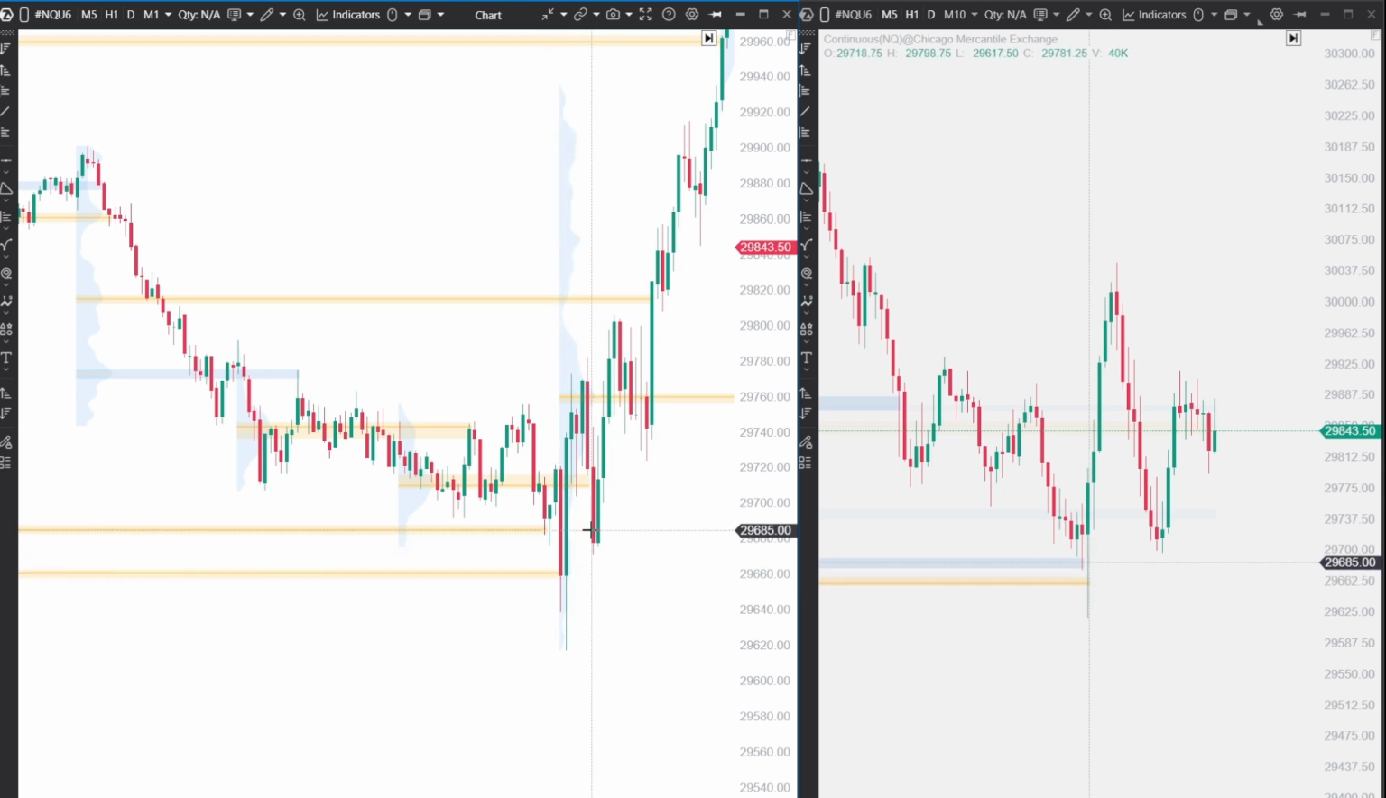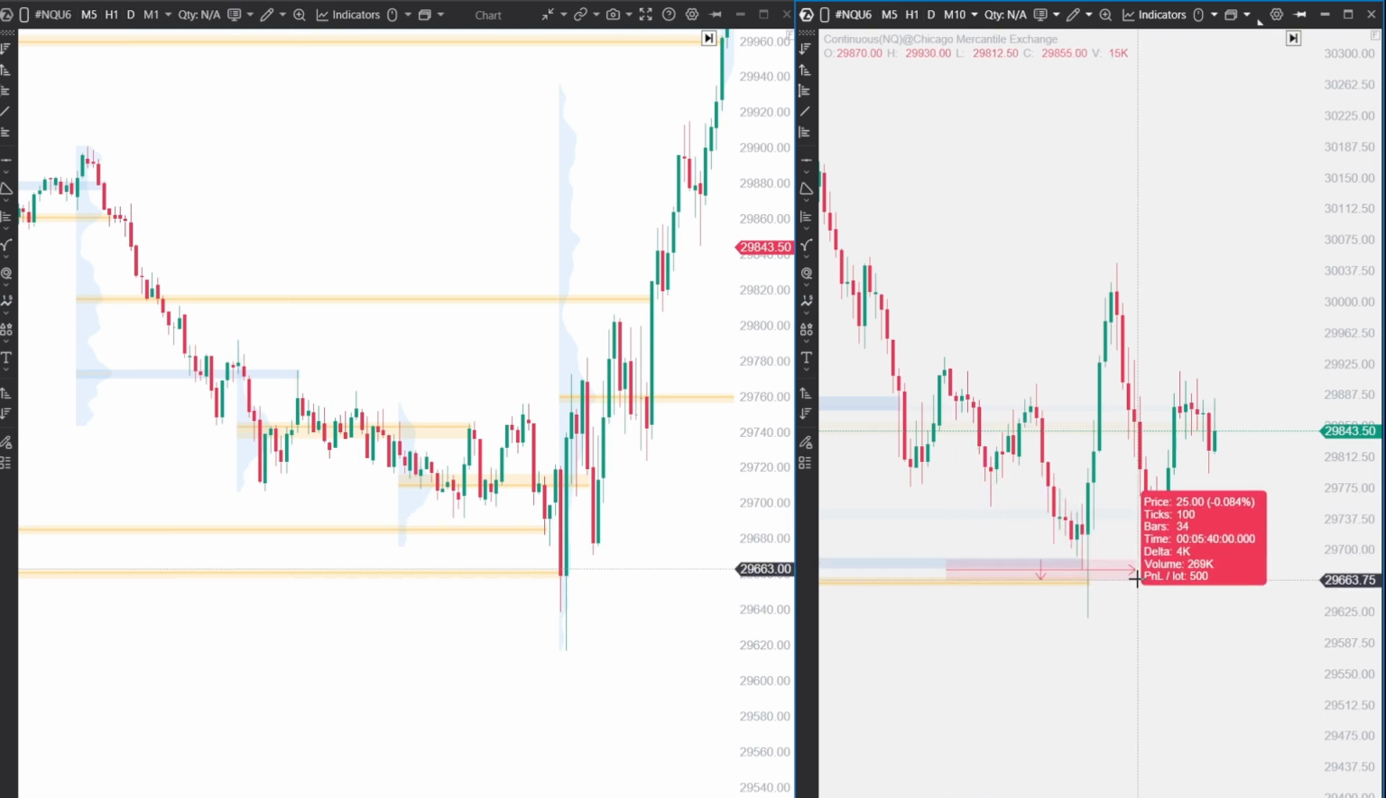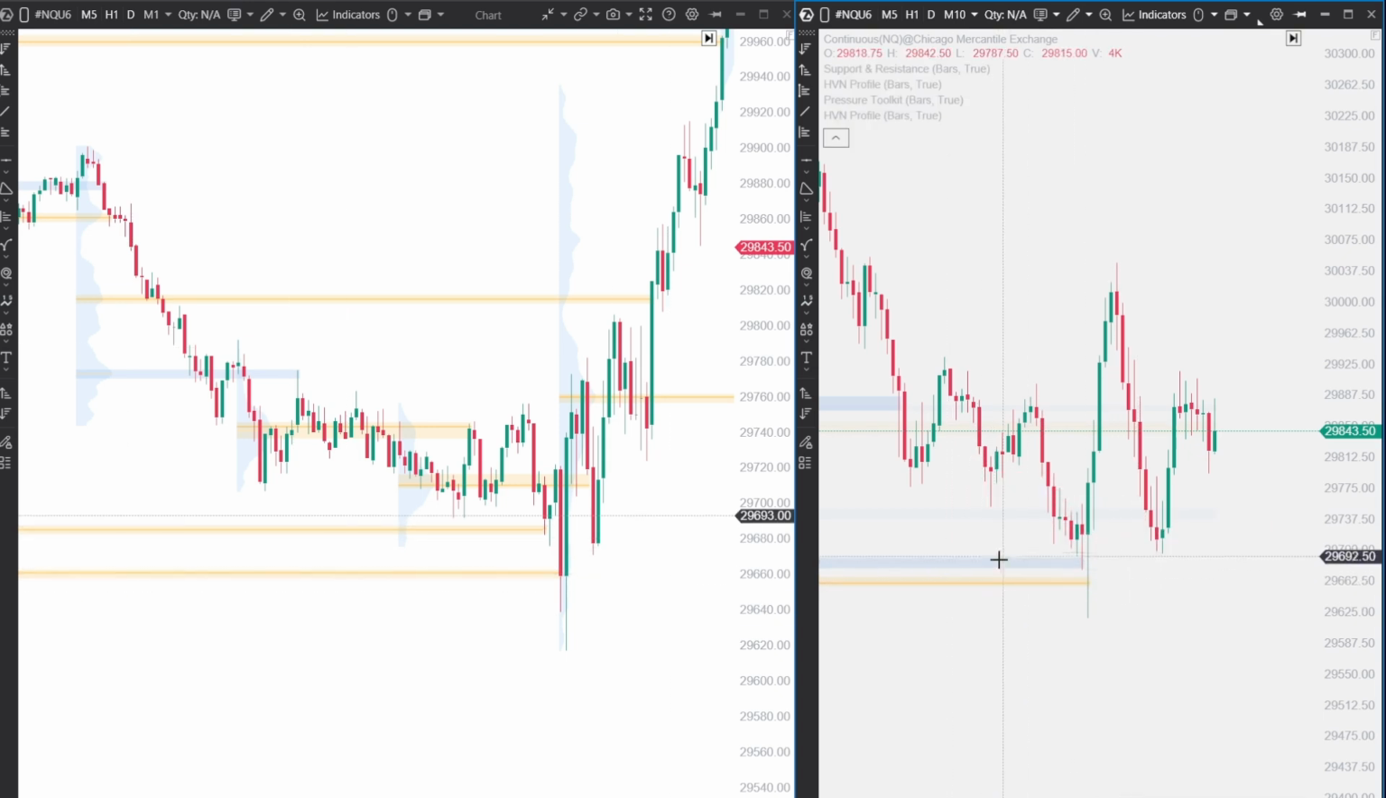So at this point, this is still a valid support level because we did not get a close below this level. Now, on top of this, if we look over here, this is my 10-minute chart. So 10-minute time frame on NQ with a daily HVN profile. So from the daily HVN levels, there are also HVN levels at this area, right?